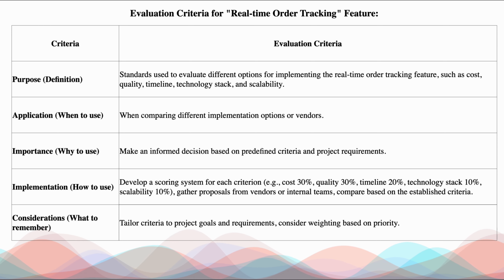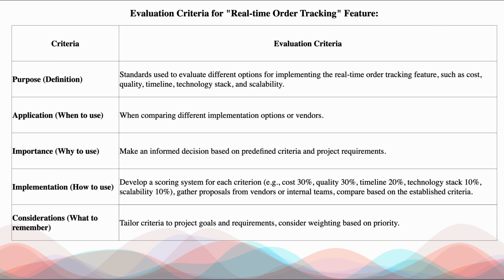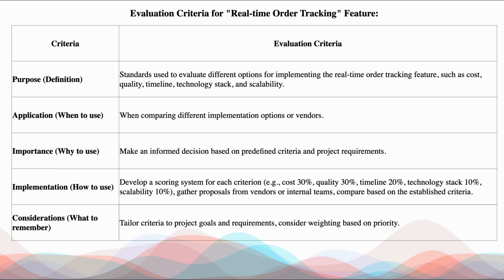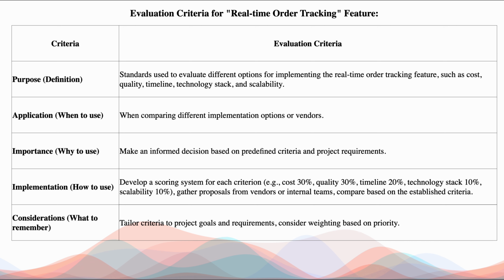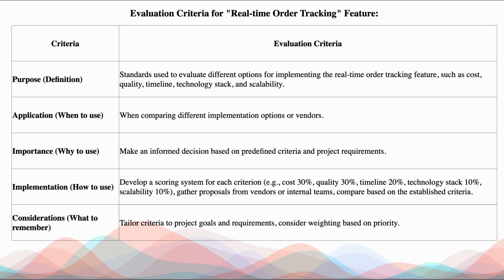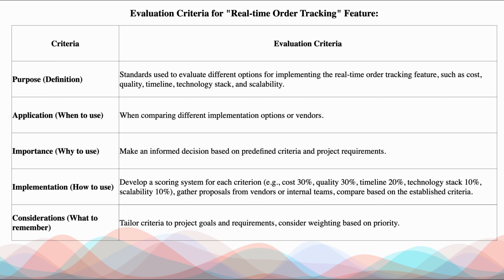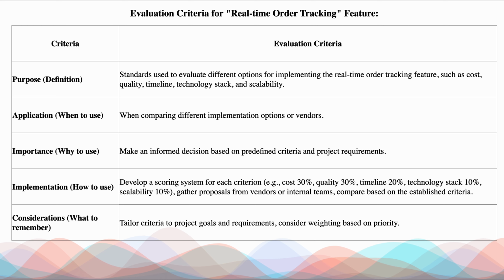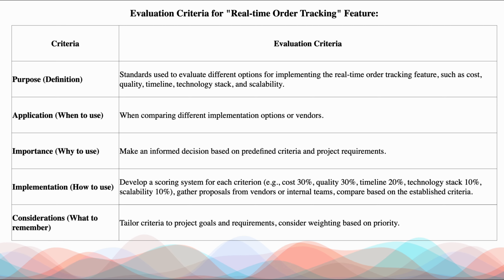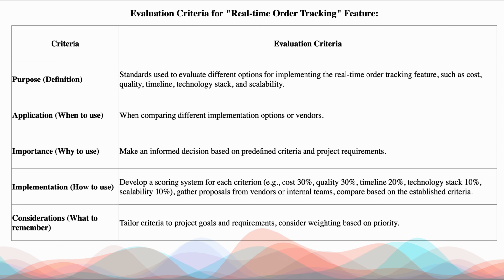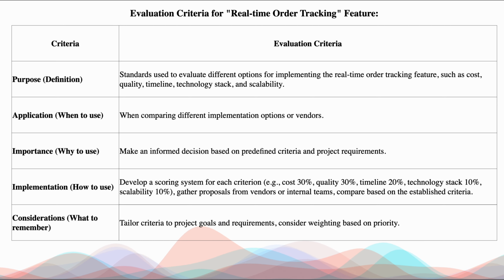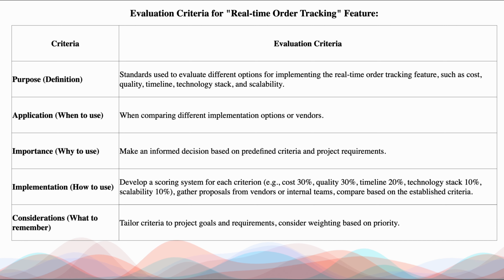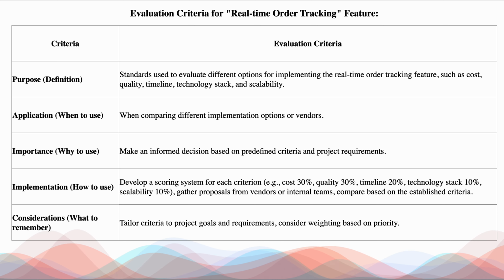What to remember: tailor criteria to project goals and requirements. Consider weighting based on priority. What we just did is priority. We prioritized the factors based on which one I need to focus on. What you see from here is that cost and quality are important. As a client, or as a developer, or if I'm investing in order to build the application, my main focus is that I don't want to spend more. That's the reason cost is 30%, right? So 30% for cost and 30% for quality, because I don't want to spend more on cost. I want to reduce the cost. I want to look for a better option which gives me the best features without extra cost, right?